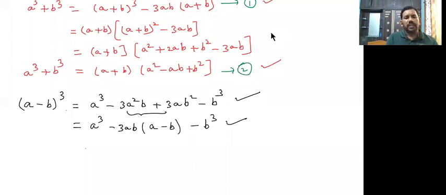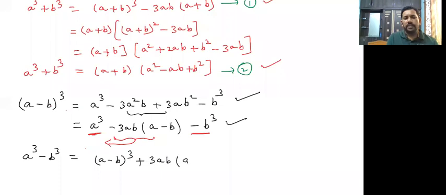Okay. So here I am going to create some more formulas. How to write a³ − b³? We need a³ − b³, so these terms we send to the left hand side. That means what will come? (a − b)³ plus 3ab(a − b). So finally, the a³ − b³ formula is (a − b)³ + 3ab(a − b). This is one formula.